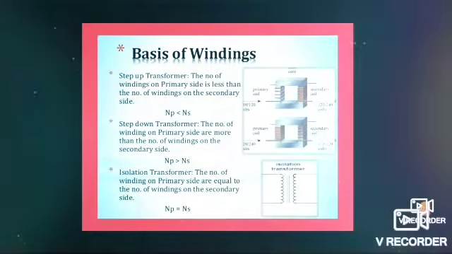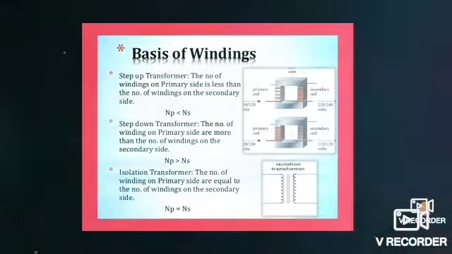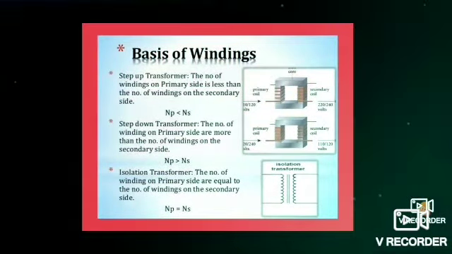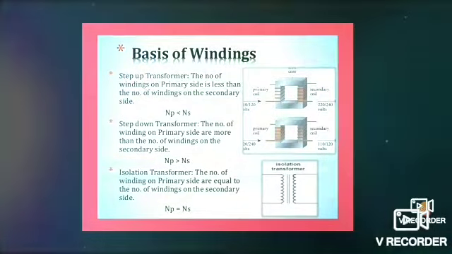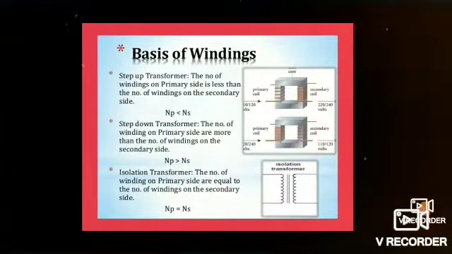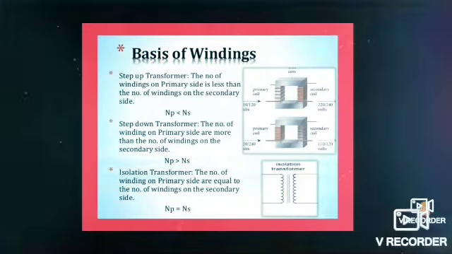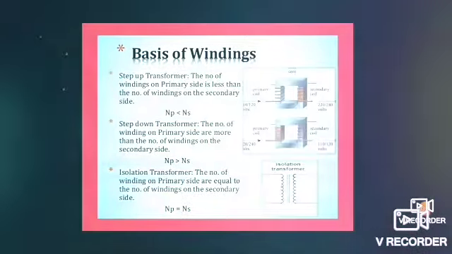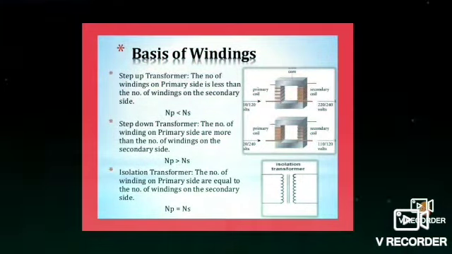Then step down transformer. The number of windings on the primary side is more than the number of windings on the secondary side. That is NP is greater than NS. Then isolation transformer. The number of windings on primary side is equal to the number of windings on the secondary side. It is used only for isolation purpose. That is NP equal to NS. That is 1:1 ratio. For step up transformer, NP is less than NS. For step down transformer, NP is greater than NS. And for the isolation transformer, NP equal to NS.